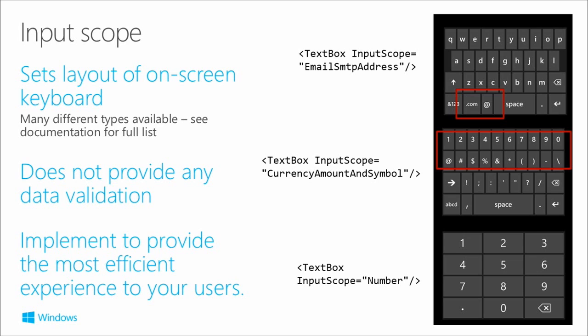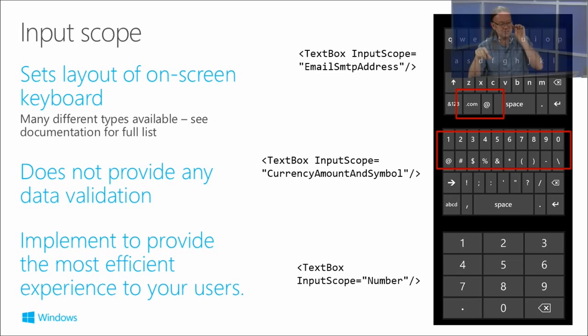And actually there are about 20 of these different input scopes, a couple dozen. You can consider them to be hints to the phone, and it will do its best guess to give you the appropriate keyboard, depending on which locale you're in and all that sort of thing. This middle one, currency amount and symbol, is numbers and currency symbols. And the bottom one is just a number one. So you can really help the usability of your app by putting the right input scope depending on the kind of data you are expecting them to put in.